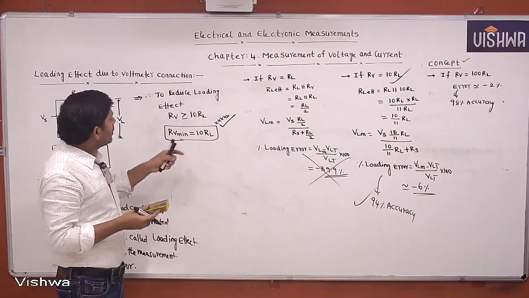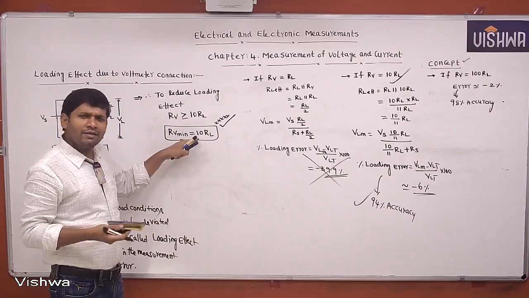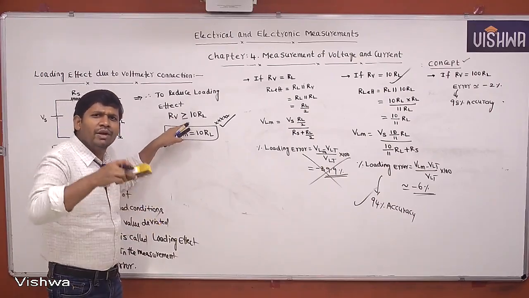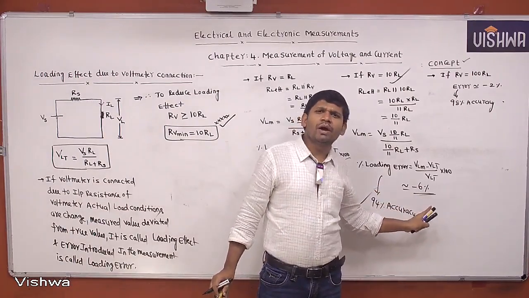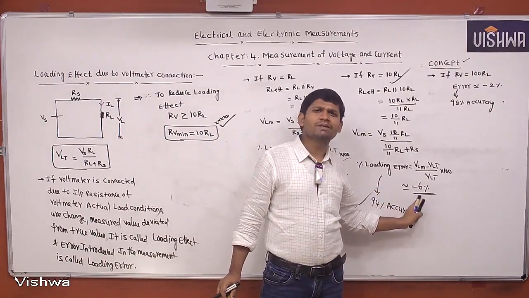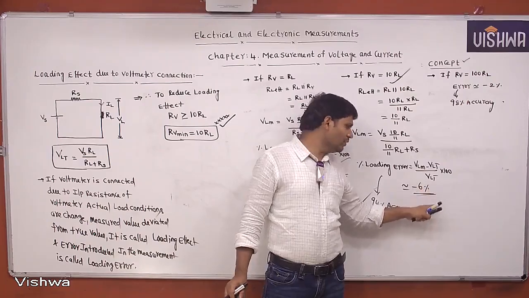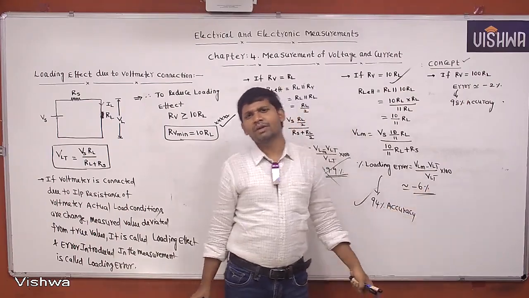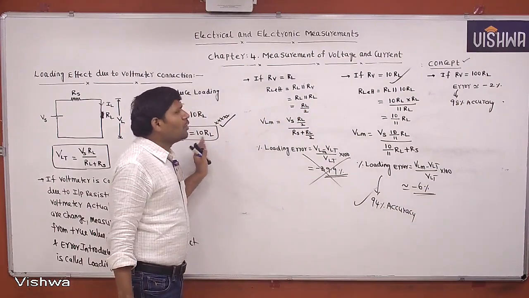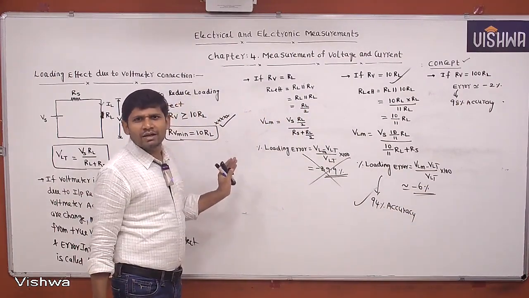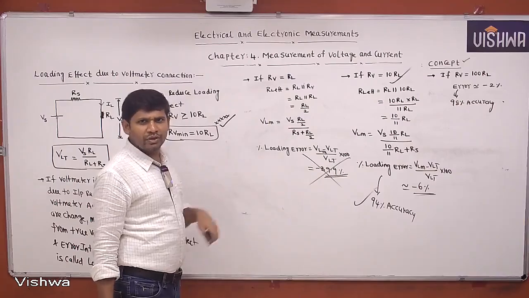Then again, sir, I will select 20 RL, 30, like that you select, no problem. Again, error will be reduced. If you select like this, we can get nearly equal to minus 5.5%, minus 5.6%. That's nearly equal. This is the exact value, nearly, 6% error you can get. Understood? Like this, select the voltmeters to measure the voltage across the load in order to reduce the loading effect.